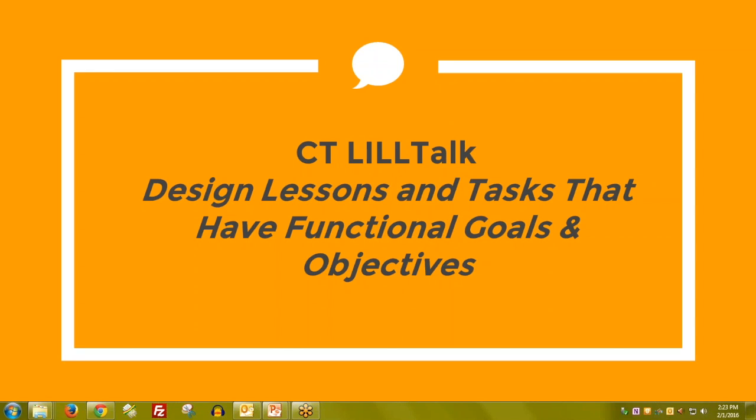So here's our focus questions for today. How does backward design support the development of functional goals and objectives? And we'll talk more about those functional goals and objectives later on. And then how does teaching for transfer impact proficiency growth?